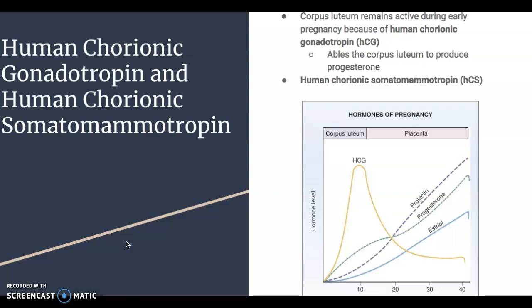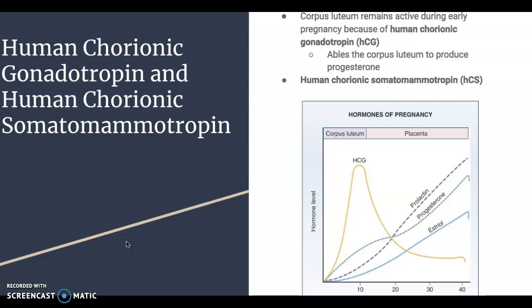HCG is structurally related to LH and binds to LH receptors. Under the influence of HCG, the corpus luteum keeps producing progesterone to keep the endometrium intact. By the 7th week of development, the placenta has taken over progesterone production and the corpus luteum is no longer needed. At that point, it finally degenerates. HCG production by the placenta peaks at 3 months of development, then it diminishes.